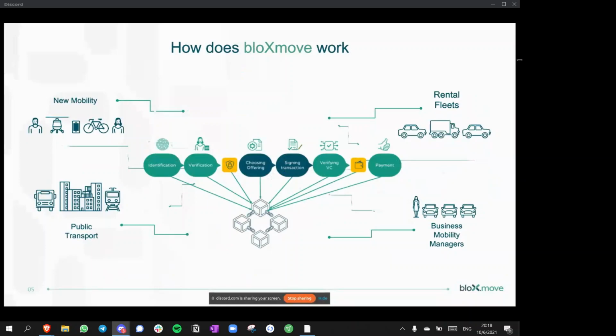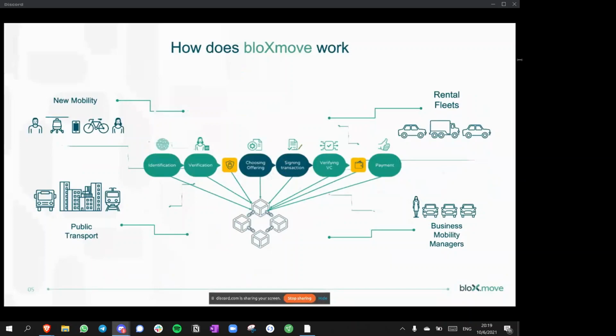That means that any asset or any user that wants to interact with our platform should first register and should be verified. The choosing offering means that we have an aggregator service that is able to read all the relevant information with regard to the assets offered. So this is the way that can be shown in different apps.